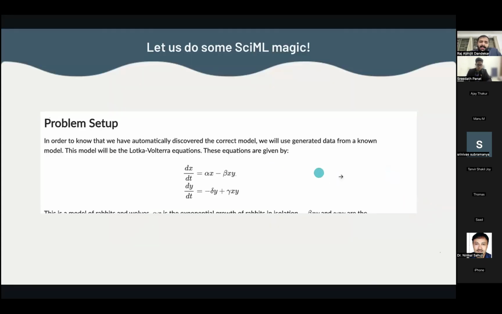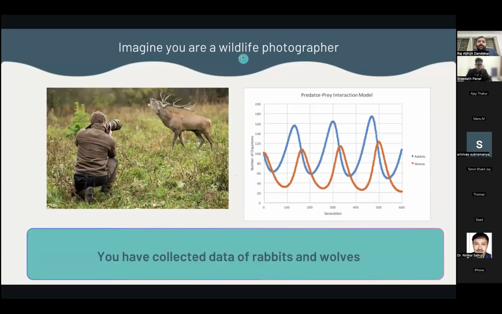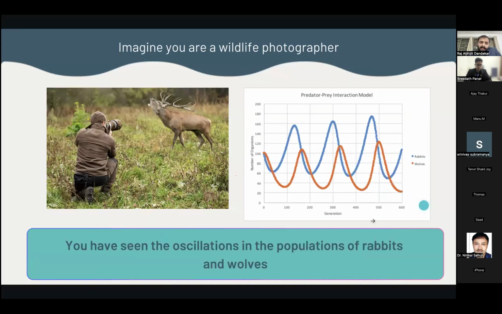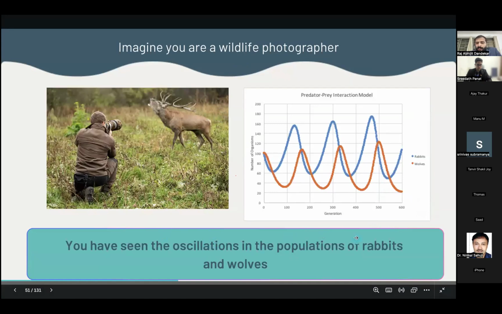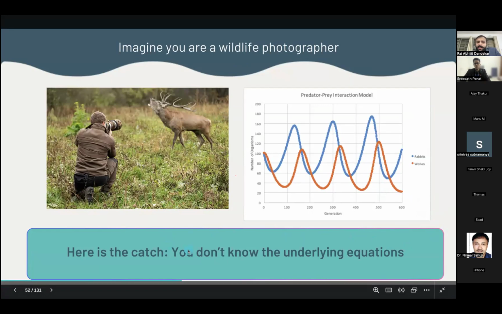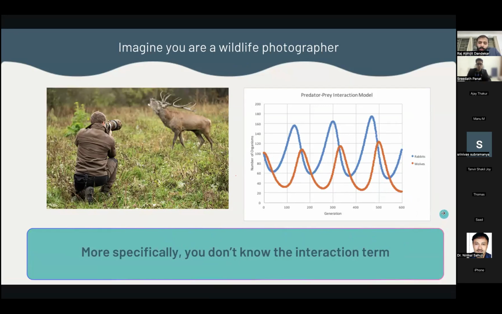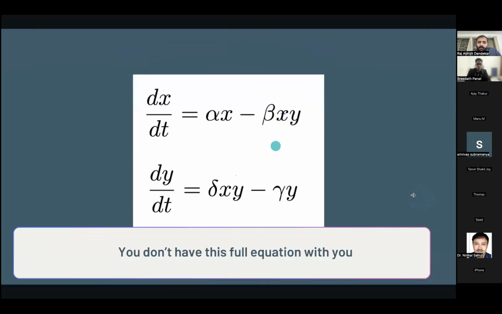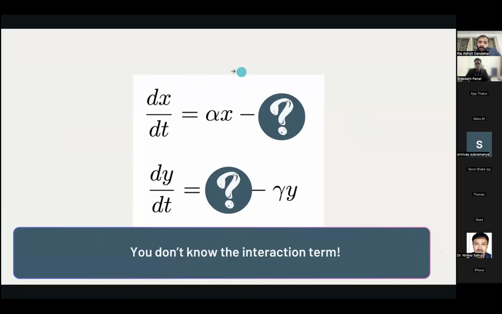So let's say that you are a wildlife photographer and you have collected the data of rabbits and wolves in the jungle, and you have seen that the data follows this pattern. So you have seen the oscillations in the population of rabbits and wolves. But here is the catch. The catch is that you don't know the underlying equations. Or to put it another way, you don't know the interaction term. This is the underlying equation. We know this, but let's say you don't have this full equation with you. You only have part of this equation.